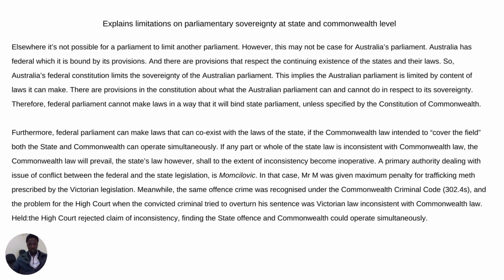In that case, Mr. Momcilovic was given the maximum penalty for trafficking meth. Meanwhile, the same offense was recognized under the Commonwealth Criminal Code. The problem for the High Court, when the convicted criminal tried to overturn his sentence, was whether the Victorian state law was inconsistent with the Commonwealth law. The court found no inconsistency. So the Victorian legislation and the Commonwealth legislation had to operate simultaneously together. That means that the High Court rejected the request to overturn the previous findings by the Court of Victoria.